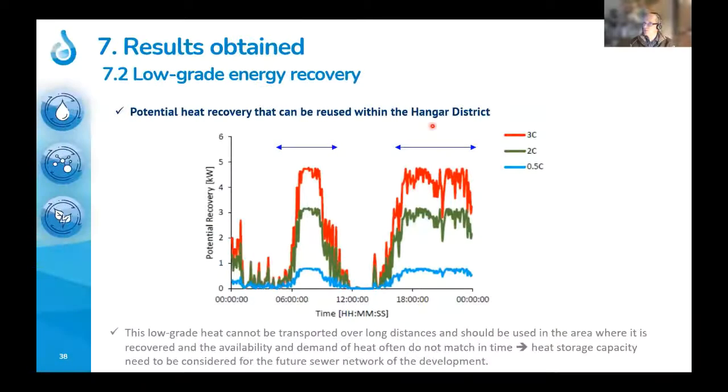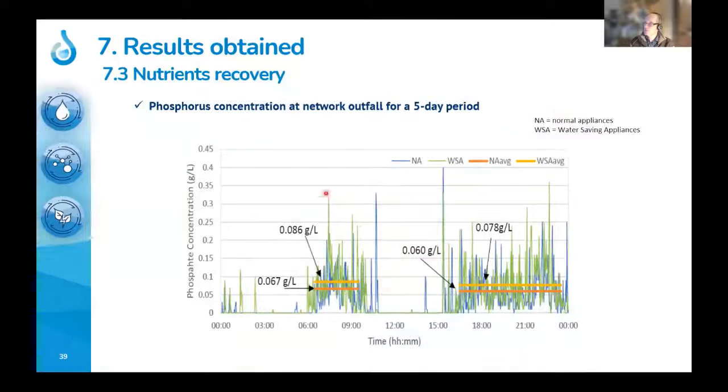We have done some heat recovery potential, and again you see that there is a very strong dynamic pattern, and during the day in this area there's not much heat. So again, for heat recovery, storage is required to make it effective. And we've been looking at, for instance, phosphorus concentrations in the wastewater under normal appliances and with water saving appliances, and you can see here that for water saving appliances the average concentration increases a little bit in these wastewater systems. So we can actually predict water quality very well in these systems.